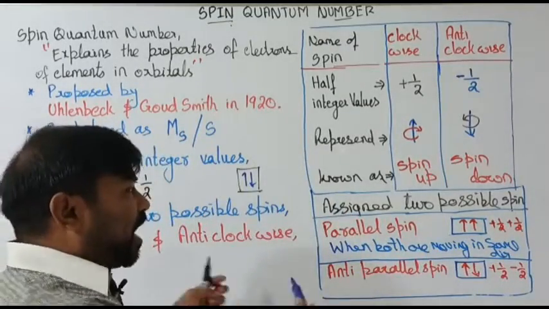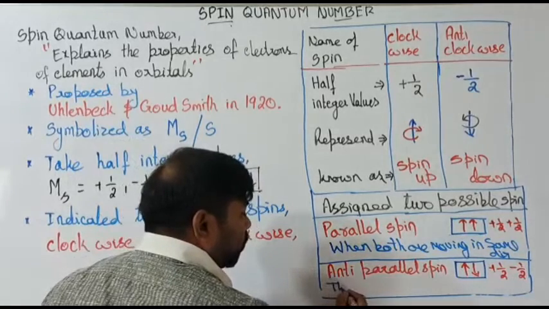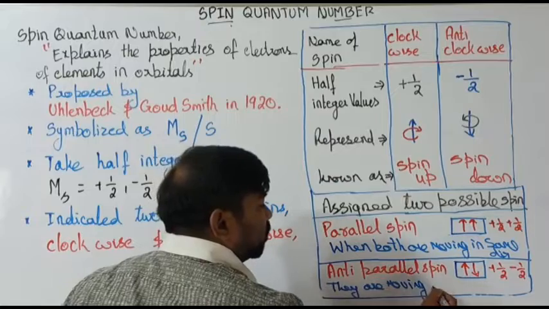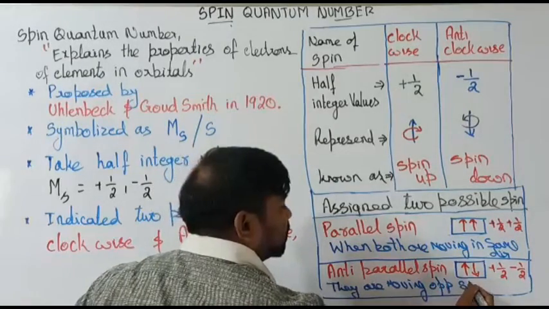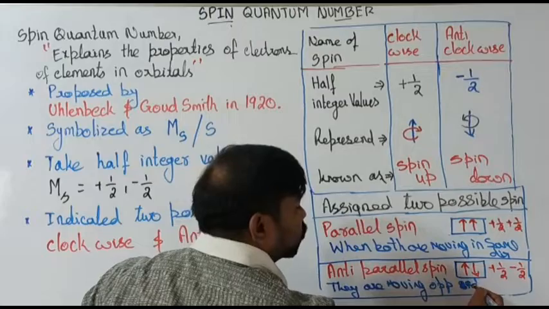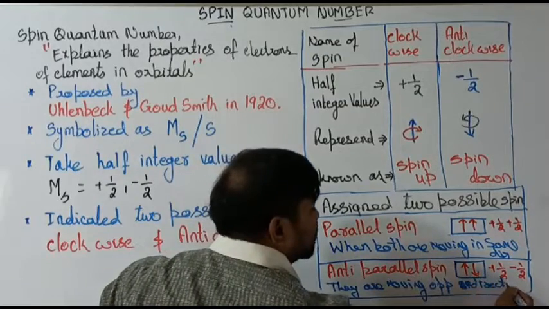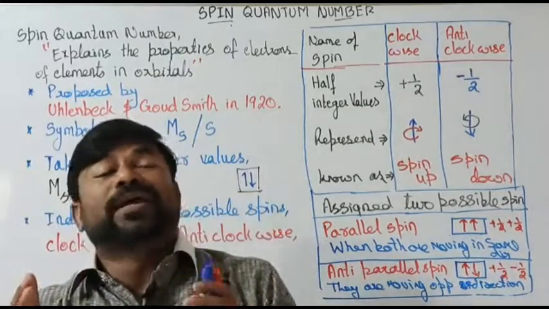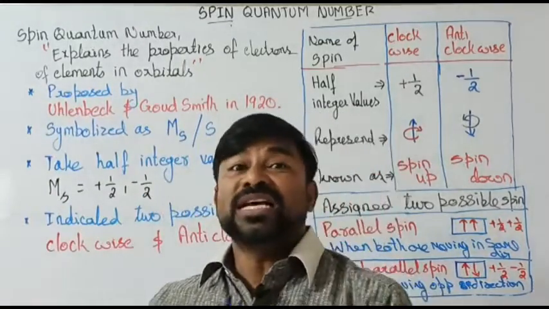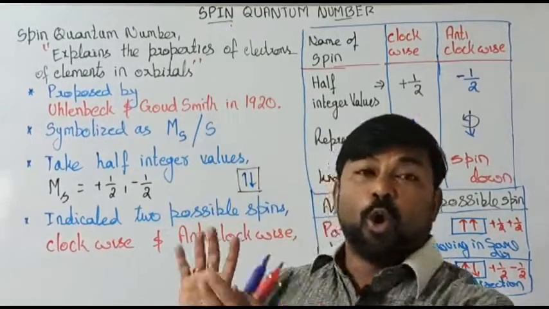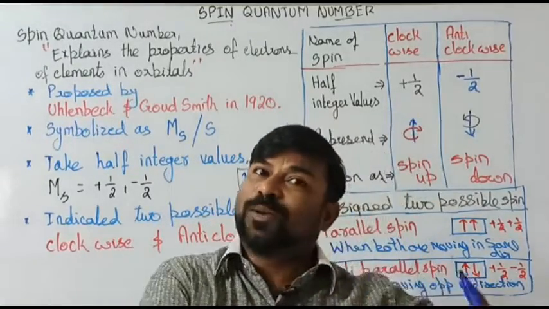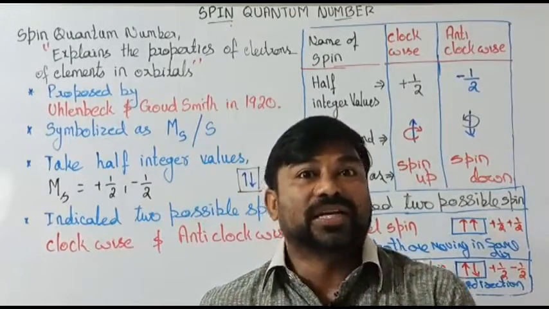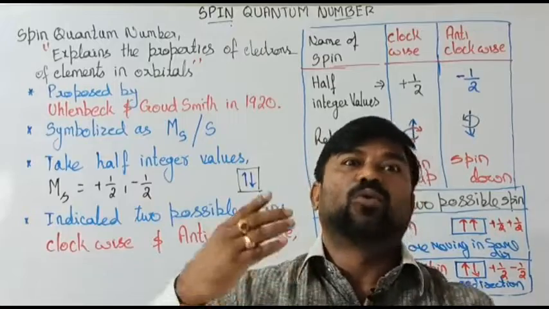Now you have to remember, they are moving in opposite direction. So these are the possibilities. This is the brief introduction of what Uhlenbeck and Goudsmit gave in the spin quantum number. But please remember, all this came forward to explain the peculiar behavior of alkali and alkaline earth metals, which was not explained by other quantum numbers.